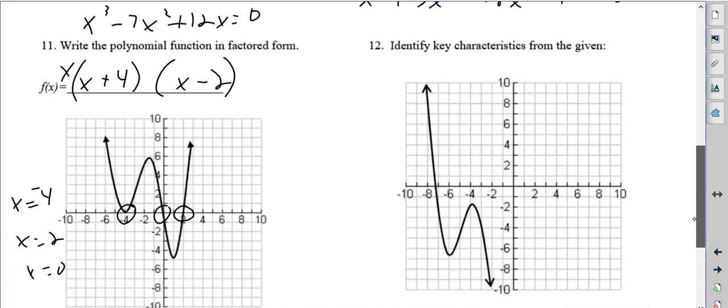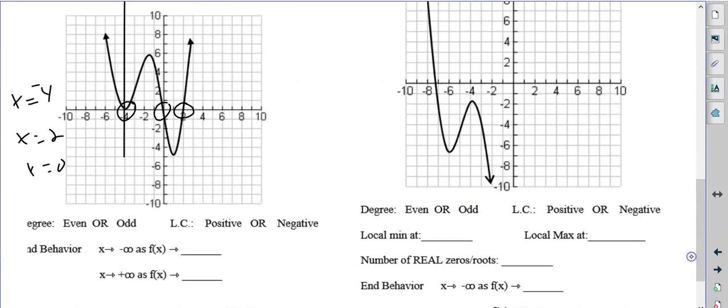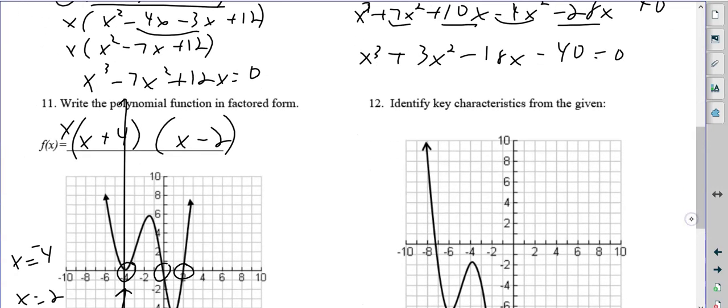All right? Remember, we have a bounce right here. It's bouncing off of that -4, which means this should be squared. All right? And there's our answer: x times x plus 4 squared times x minus 2. Anytime you have a bounce, that's what happens.